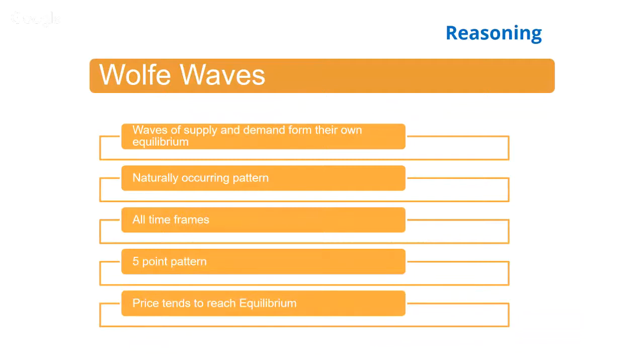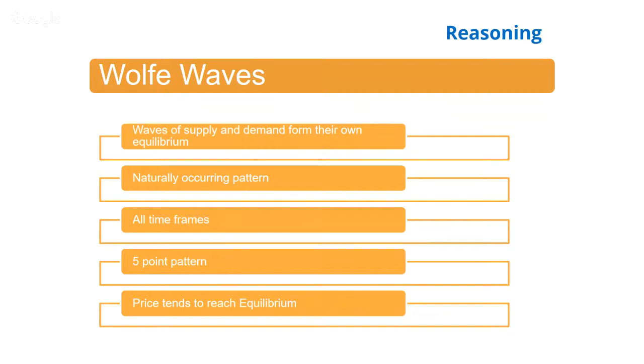So the reasoning behind Wolfe Waves is that those are the waves of supply and demand that form their own equilibrium. What does it mean translated to trading terms? First of all, if you watch price action, not just indicators, you will notice some movements that tend to be either trend moves, counter trend, or ranging moves.